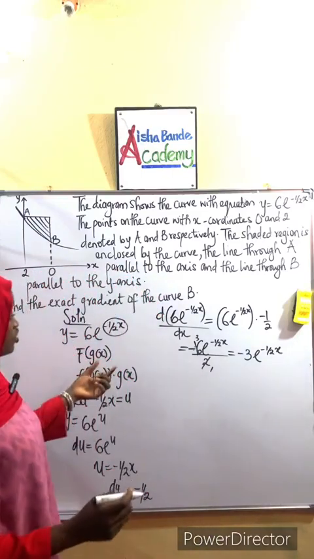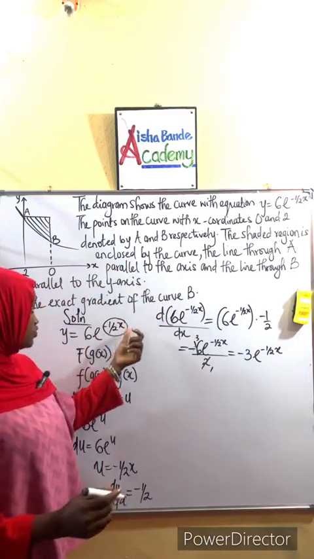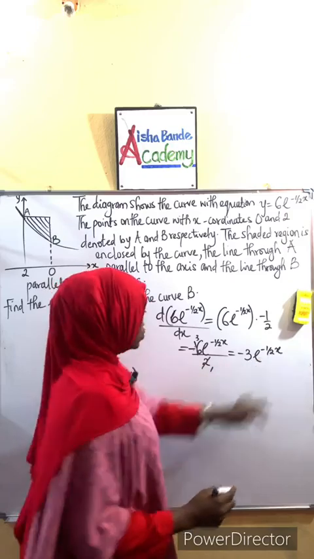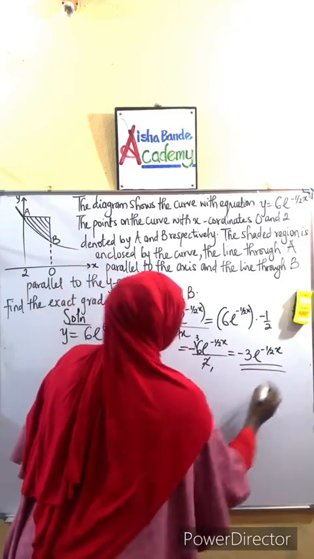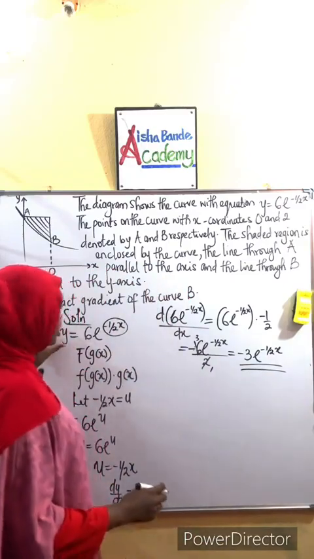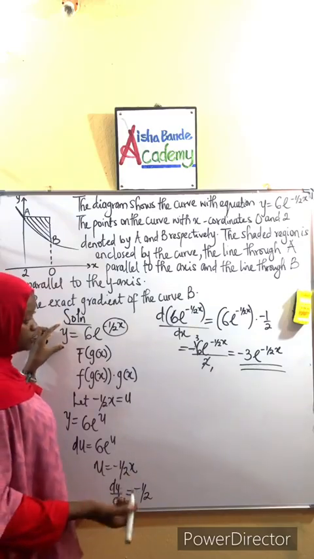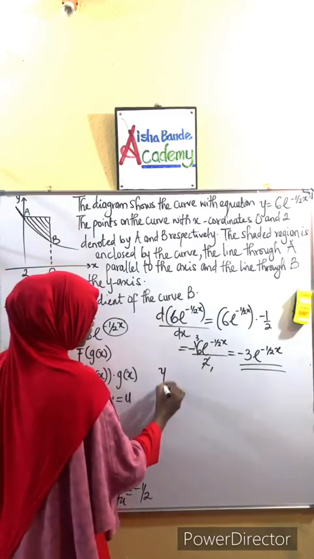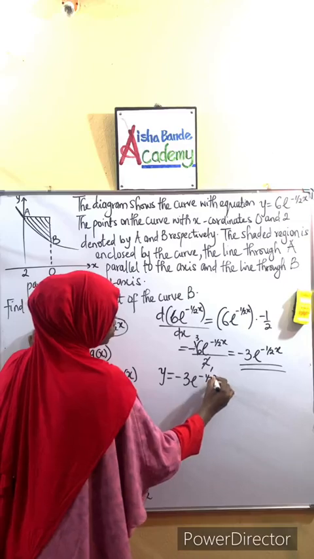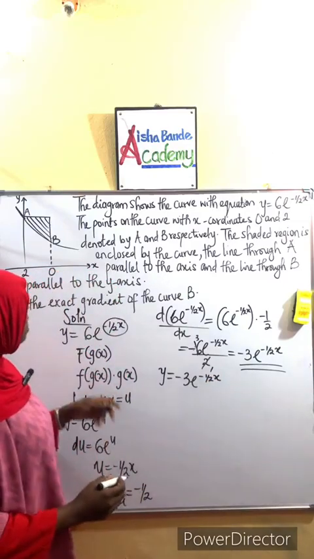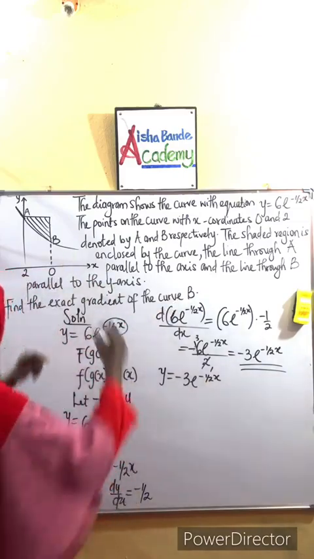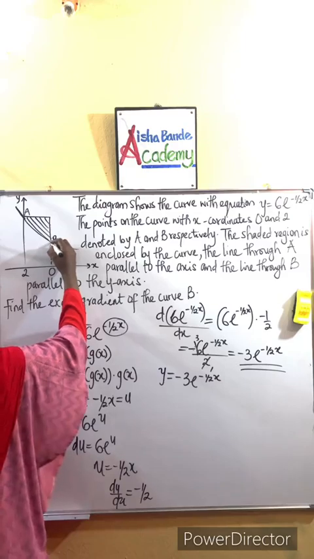So that means when you differentiate 6e raised to the power minus 1 over 2x, this gives us minus 3e raised to the power minus 1 over 2x. So this is what we have. From here, we can continue, since we've differentiated the y that has been given to us in the question. So now dy dx equals minus 3e raised to the power minus 1 over 2x. As you can see, we have to find the exact gradient of the curve at B. So this is the point B here, right?